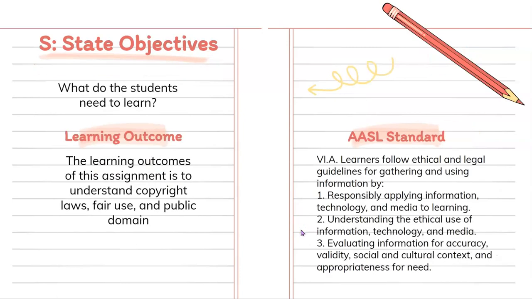All right, the S is state objectives. What do the students need to learn? The learning outcomes of this assignment are to understand copyright laws, fair use, and public domain. The AASL standard that goes along with this is that learners follow ethical and legal guidelines for gathering and using information by responsibly applying information, understanding the ethical use, and then evaluating information for accuracy.